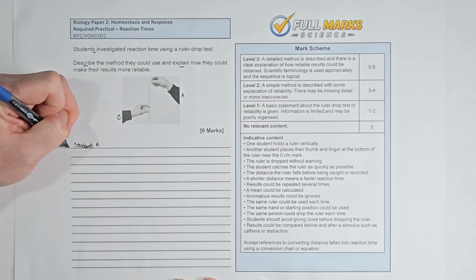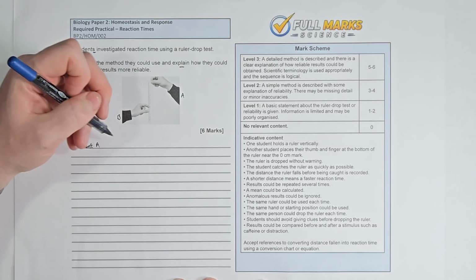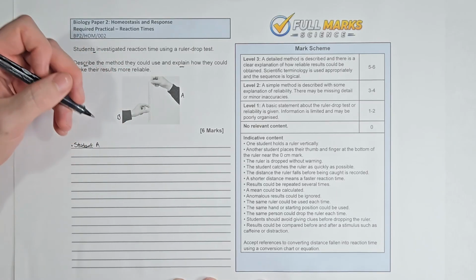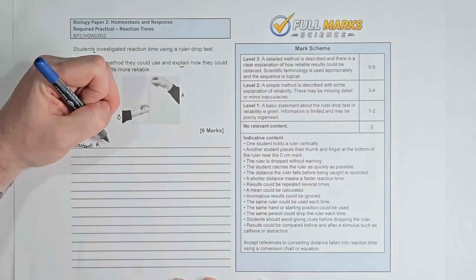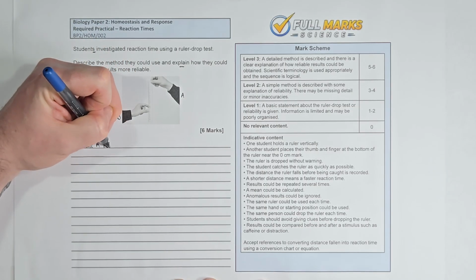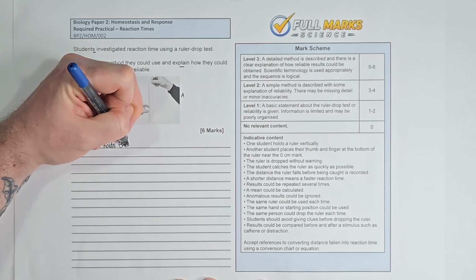I'm going to bullet point these as well so that it helps us to see our structure and everything. So we're going to play through from the beginning. Student A is holding the ruler vertically, because we've got it there in our picture. Holds the ruler vertically.